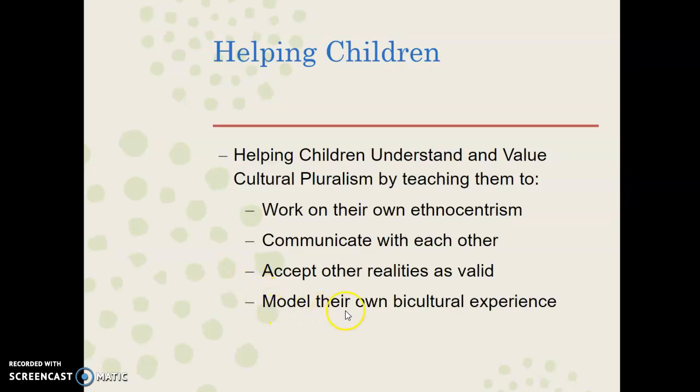We also just want to model the children's and the adults' own bicultural experiences. We celebrate when people in the room have more than one culture that they can teach us about, right? Honor those differences.